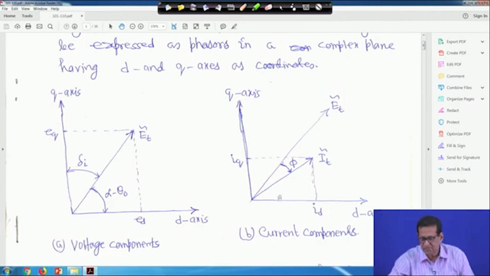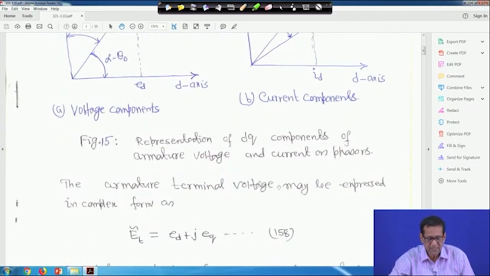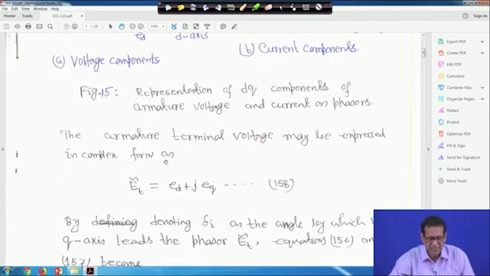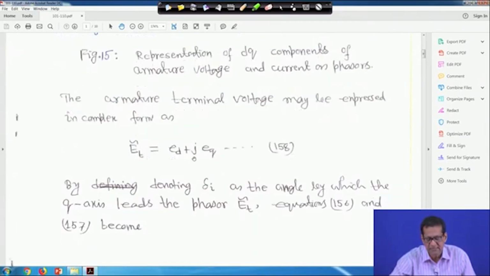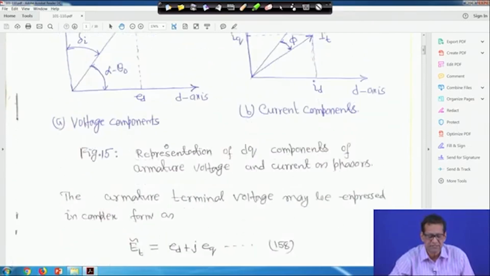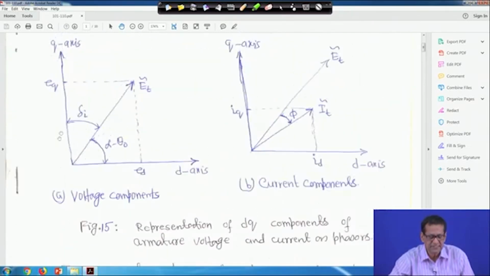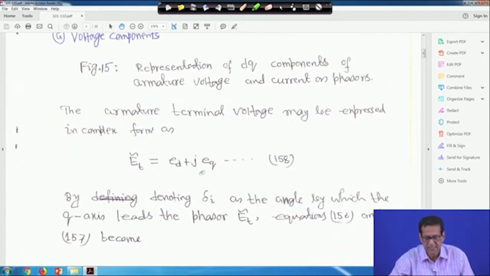So this is the voltage component and this is the current component. And this is figure 15, representation of DQ components of armature voltage and current as phasor. Now, the armature terminal voltage can be written in complex form as ET tilde equal to ED plus JEQ. This is equation 158, because here you have ED and EQ. So, ET we can write as ED plus JEQ.